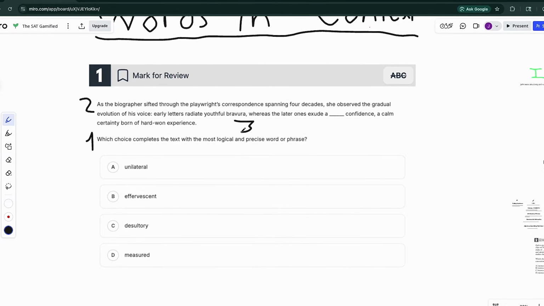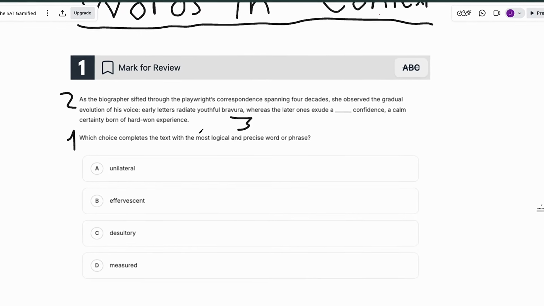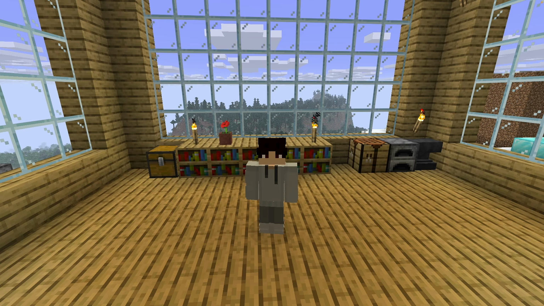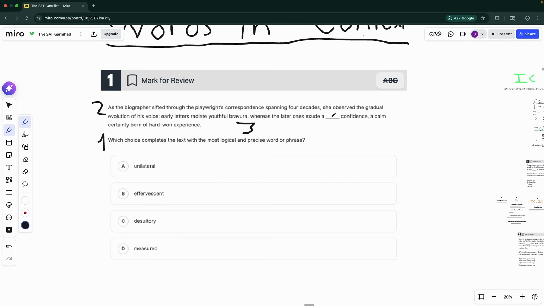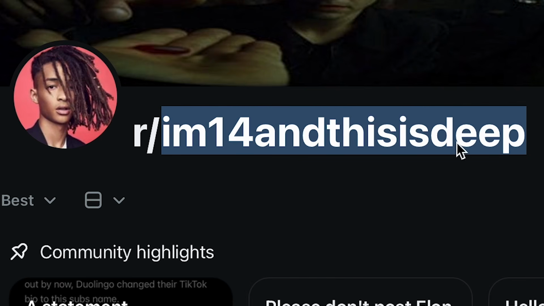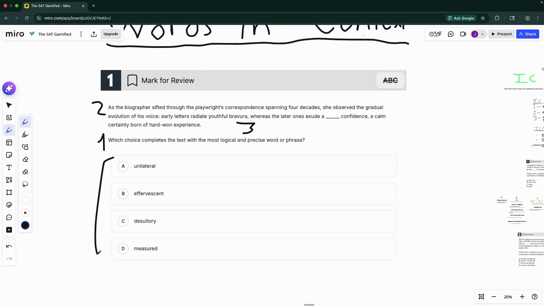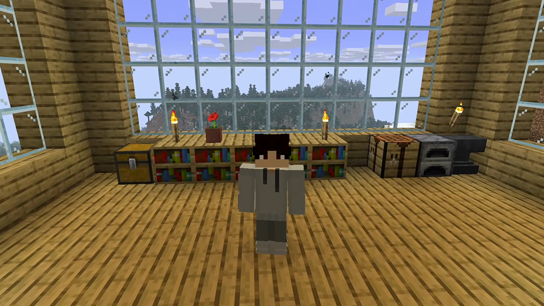Third, make a prediction as for what you expect the answer to be. Your prediction does not have to be right or even close. It's just to help you better understand what the passage is saying. I would guess it's something like measured, a deep confidence. Then, step 4 is find whatever choice best matches your prediction.